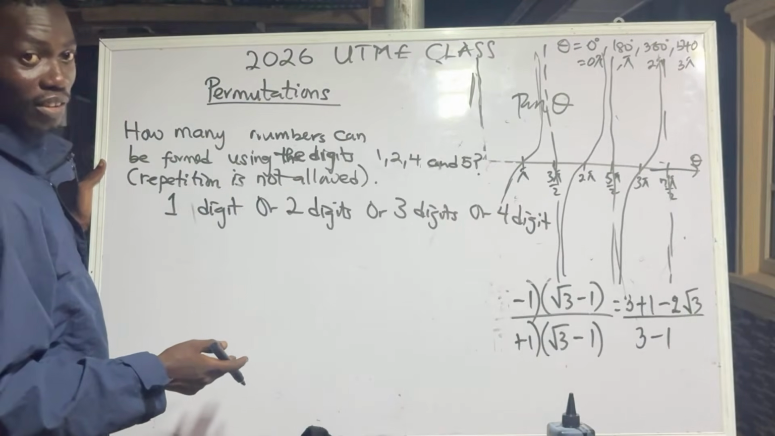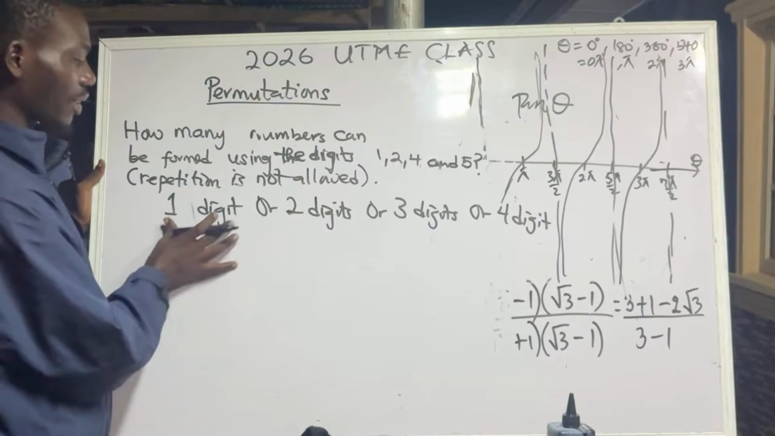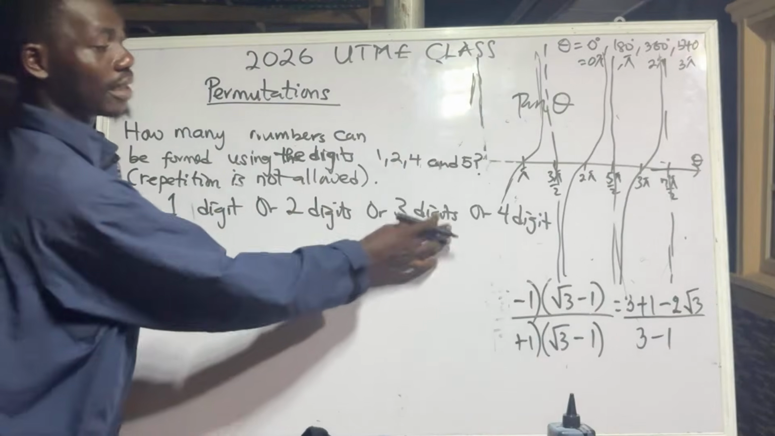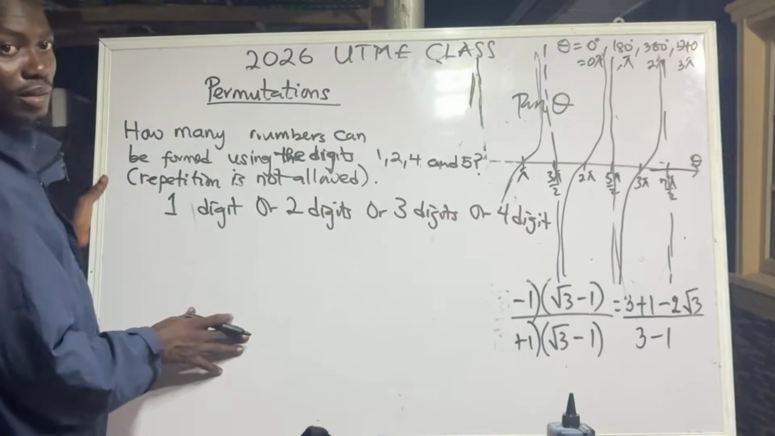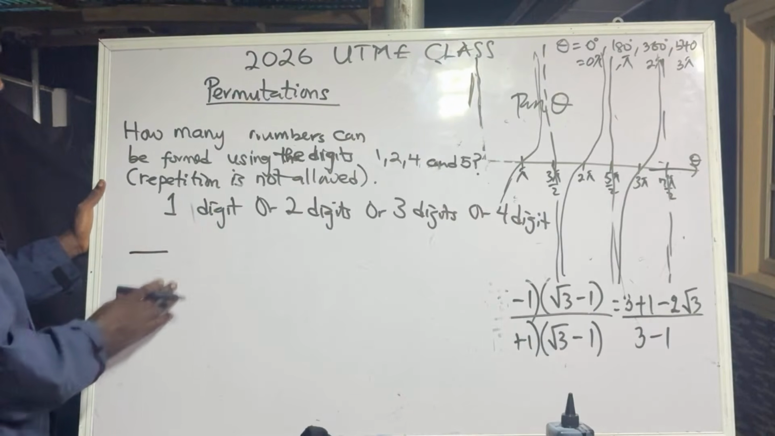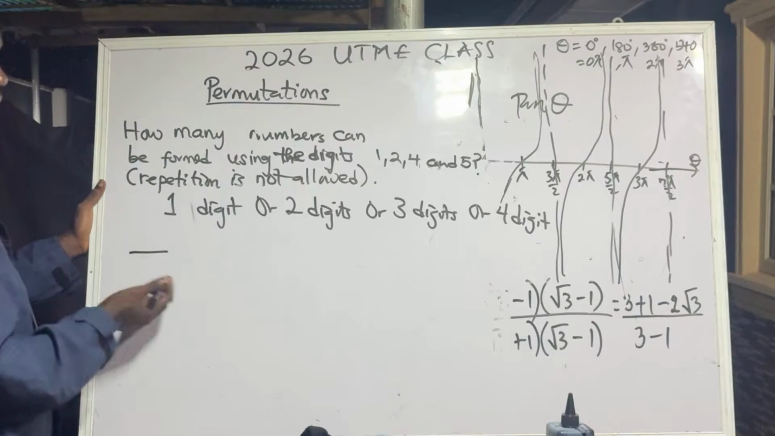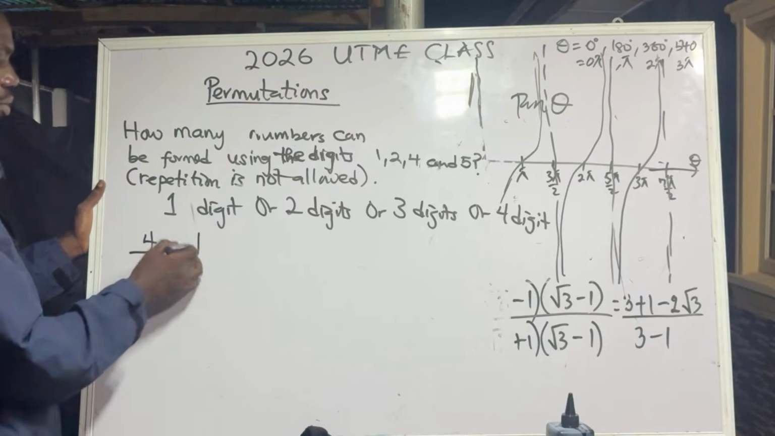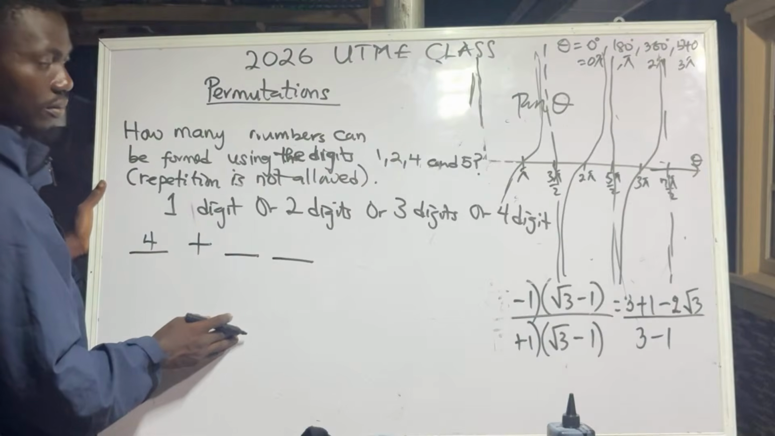Addition. Yes, it means addition. That means after doing that of this, we add it to that of this, and that of that. So starting with the first one, for 1 digit, how many options do we have here? This one just has 4 options. That's 4. Plus, for 2 digits.